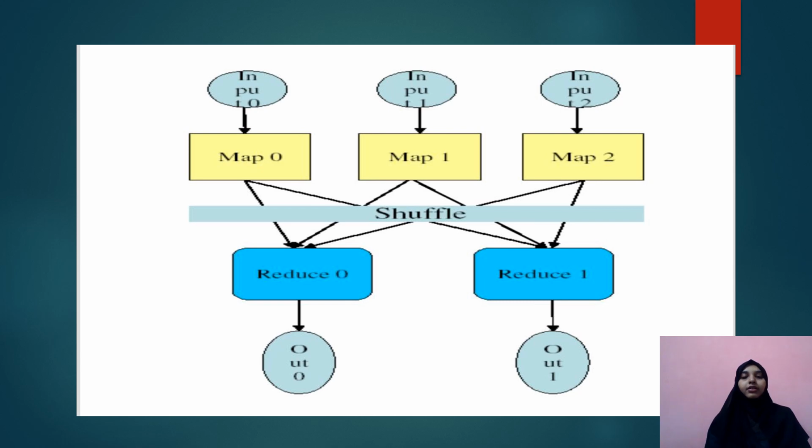So here is the pictorial representation of the following data. Map 0, map 1 and map 2, which are being shuffled and reduced to reduce 0 and reduce 1. Map 0 gives the output as 0, map 1 as 1 and map 2 as 2.